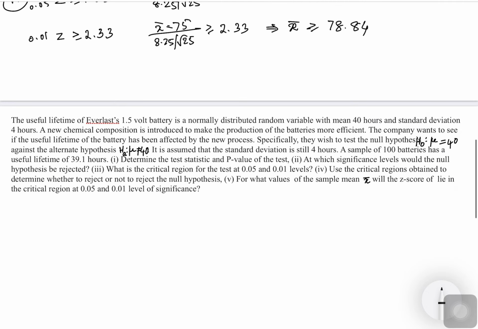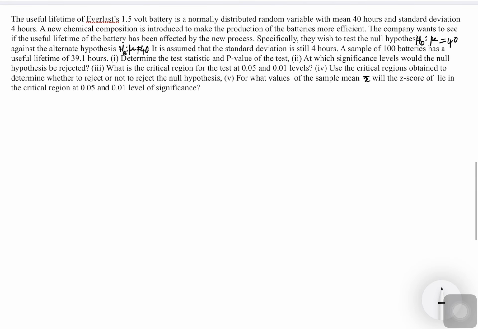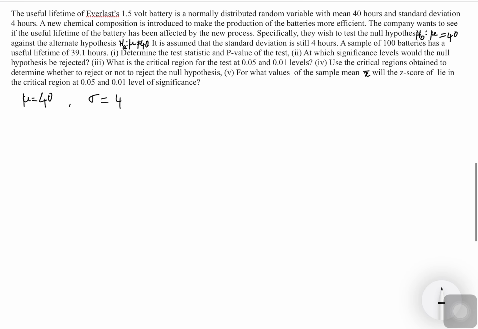Let's move on to the next problem. The useful lifetime of Everlast 1.5 volt battery is normally distributed with mean 40 hours, so mu is equal to 40 hours, and standard deviation of 4 hours. Sigma is 4 hours. A new chemical composition is introduced to make the production of the batteries more efficient. The company wants to see if the useful life of the battery has been affected by the new process. They want to see whether it is improved or deteriorated. They don't want to see if it is just affected.